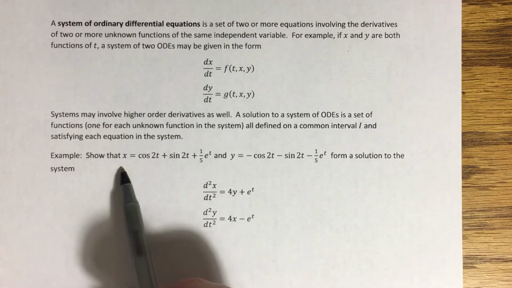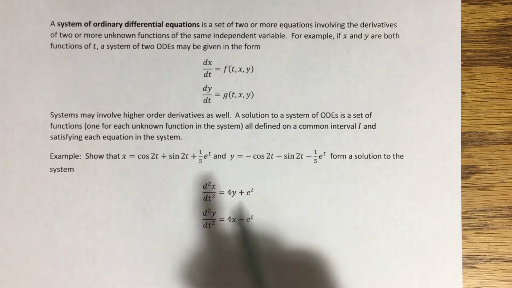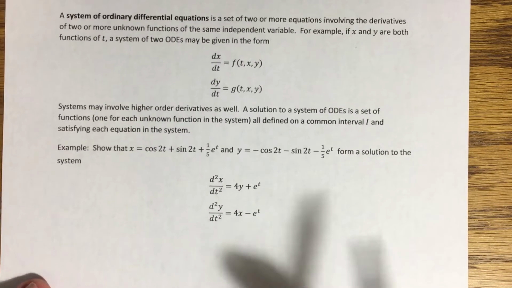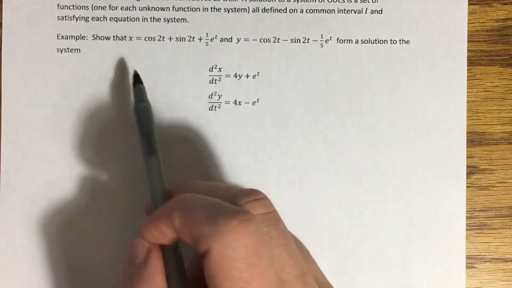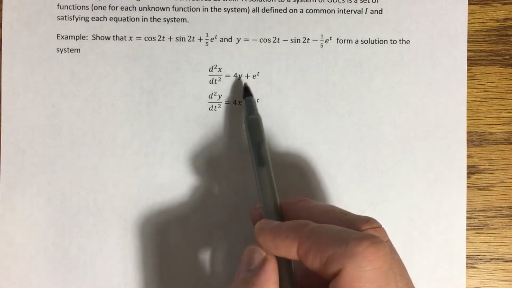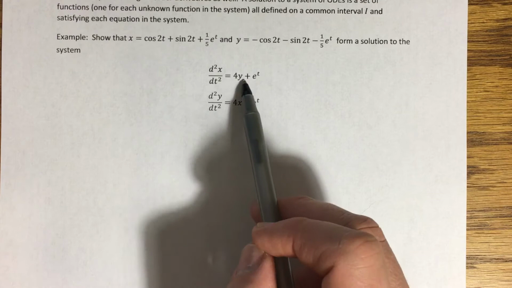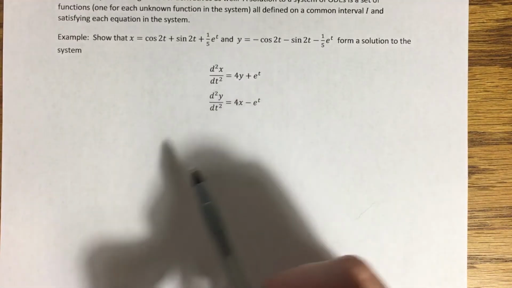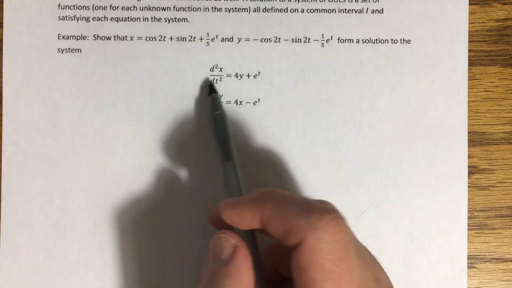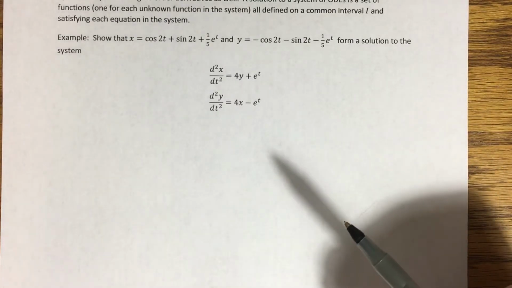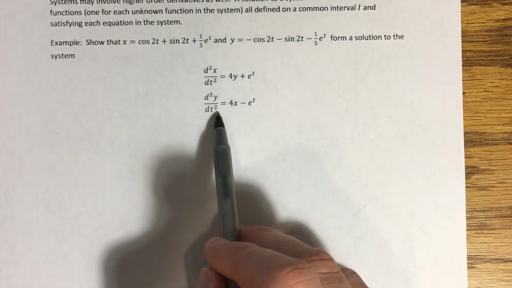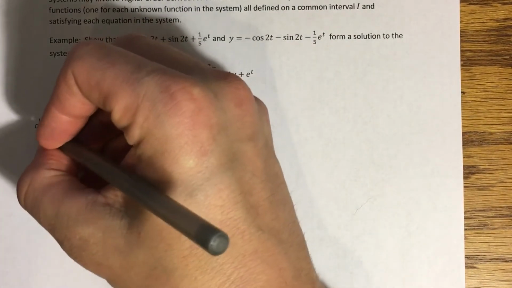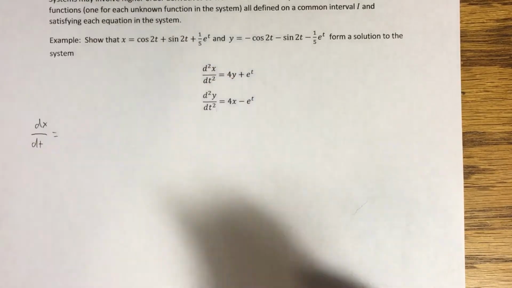Down here, I am given a pair of functions, and I'm asked to verify that they form a solution to this system of differential equations. Now notice we need a pair of functions because we have two functions showing up in the system, x and y, and it requires both of them to work simultaneously in both equations in order to be a solution. So it looks like what I need are second derivatives of my x and my y. Let's find those. dx/dt, what is that?